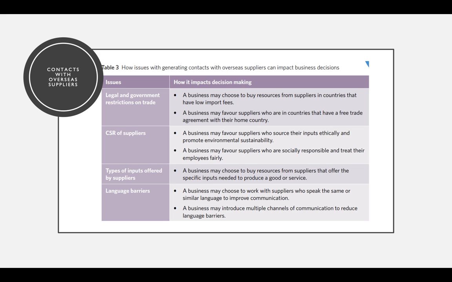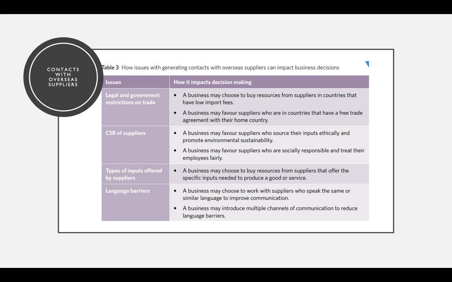Then you've got your CSR considerations. So are they being ethical towards their employees? Are your consumers going to think that because you are supplying from overseas that the environmental impacts are going to be greater?